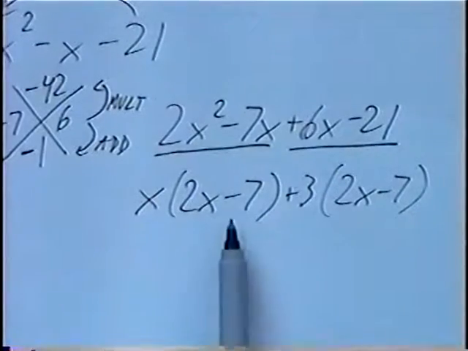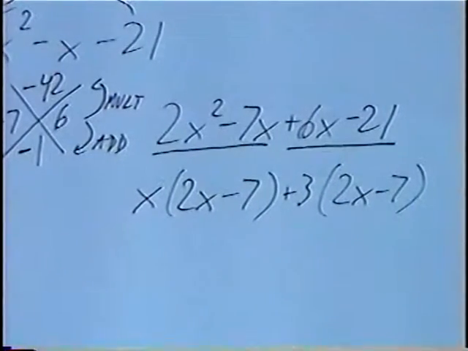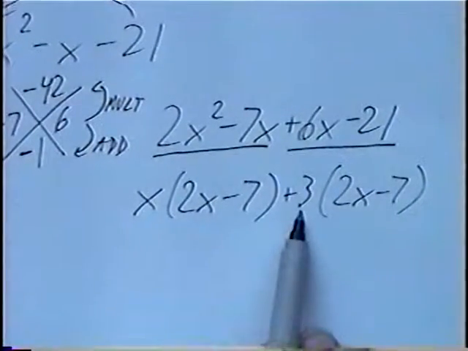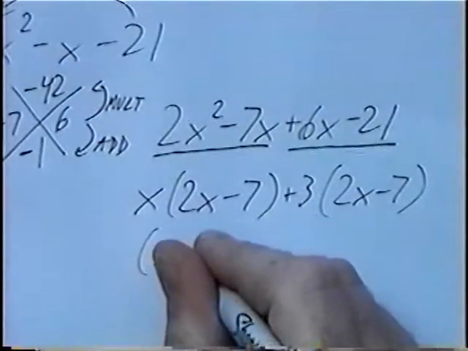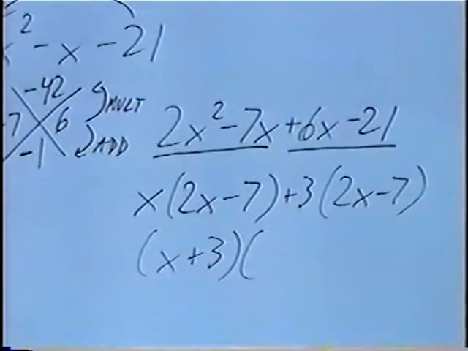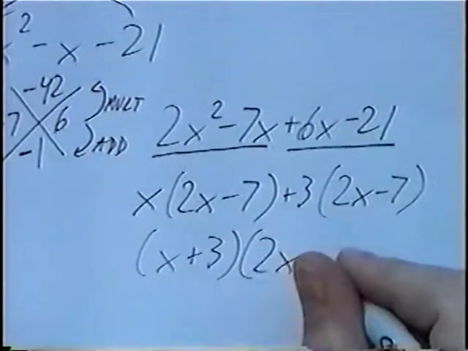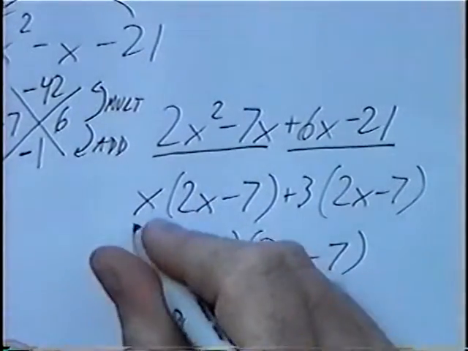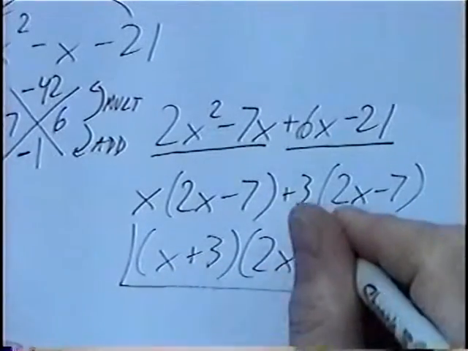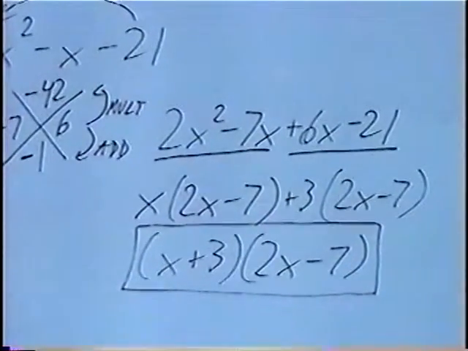Again, factoring by grouping, the parentheses should match up, and for your first parentheses you can write the terms outside, x plus 3, and the second factor, as long as the parentheses match up, is 2x minus 7. So our final answer is x plus 3 and 2x minus 7.